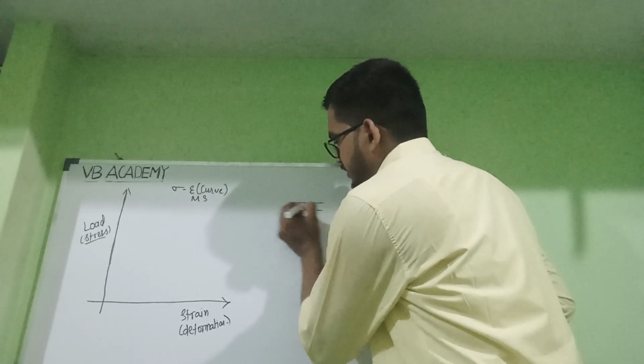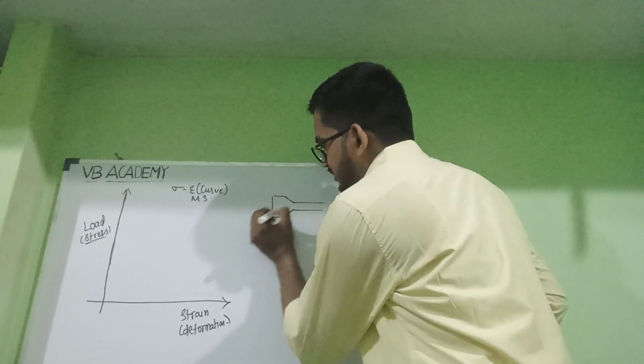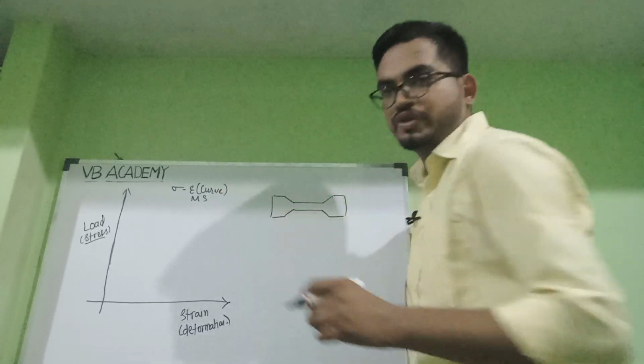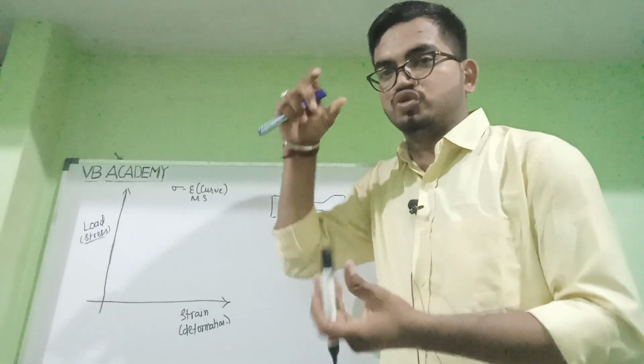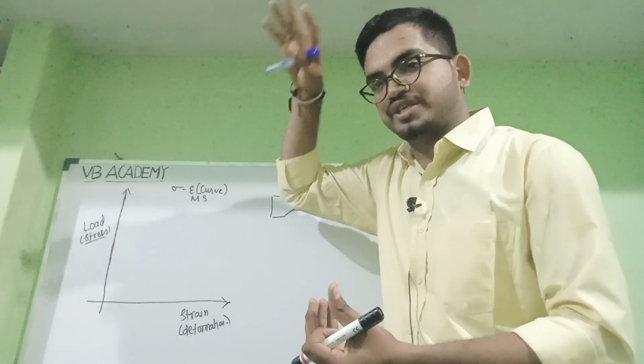This is the specimen we are using for a tensile test. On what machine is the tensile test done? UTM, right? Universal testing machine. It has two jaws, an upper jaw and a lower jaw. The lower jaw is the moving one, and the upper jaw is stationary.